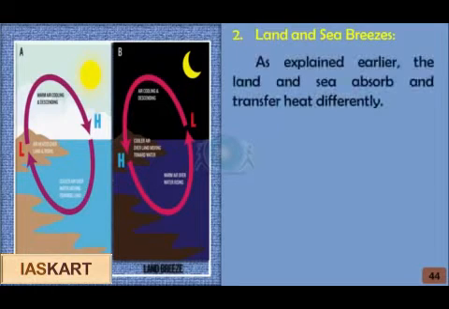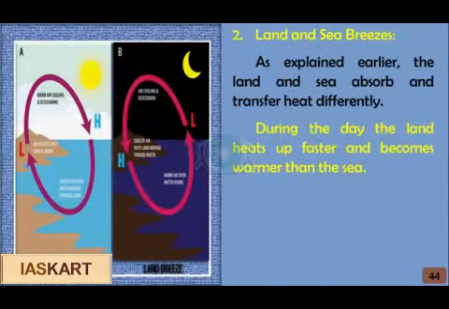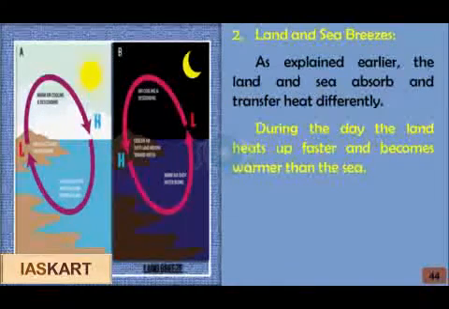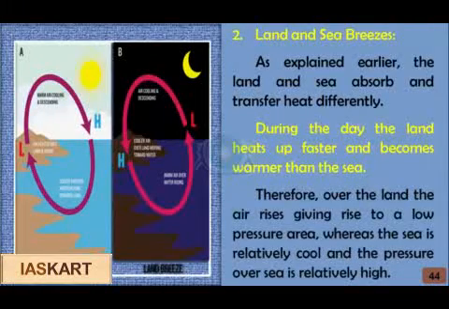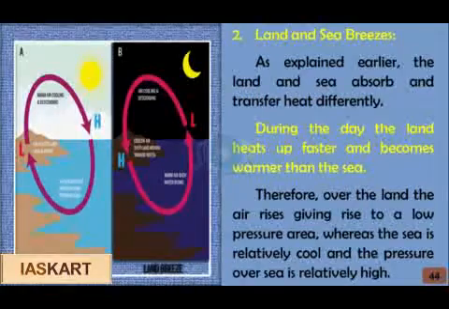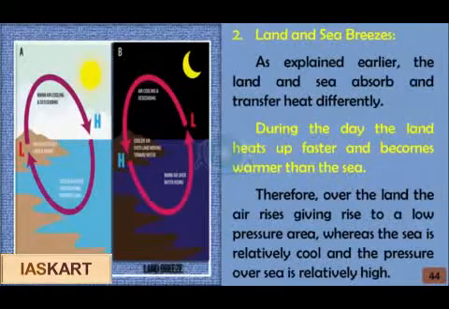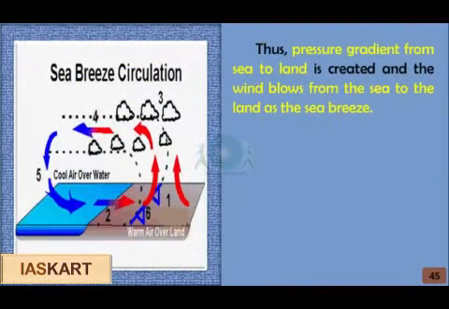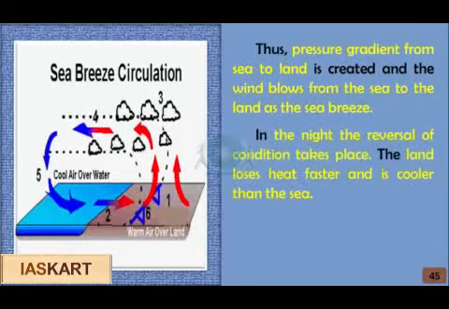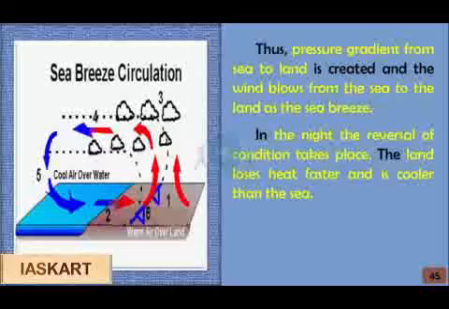Land and sea breezes. As explained earlier, the land and sea absorb and transfer heat differently. During the day, the land heats up faster and becomes warmer than the sea. Therefore, over the land the air rises, giving rise to a low pressure area, whereas the sea is relatively cool and the pressure over sea is relatively high. Thus, a pressure gradient from sea to land is created and the wind blows from the sea to the land as the sea breeze. In the night, the reversal of condition takes place.